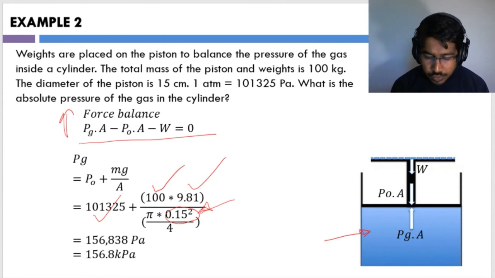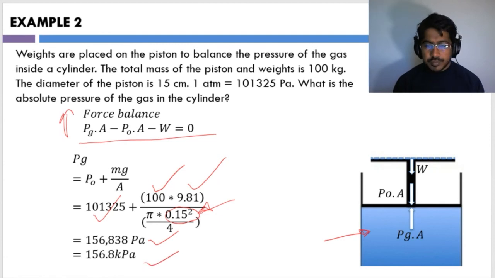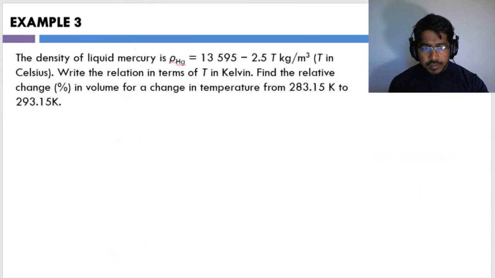So that we get the same standard units in the answer. Once we substitute everything, we can determine that the pressure is this one, and we can say that it's 156,838 pascals, or 156.8 kilopascals. Anything not clear about this one? Okay, I believe it is clear for everybody.